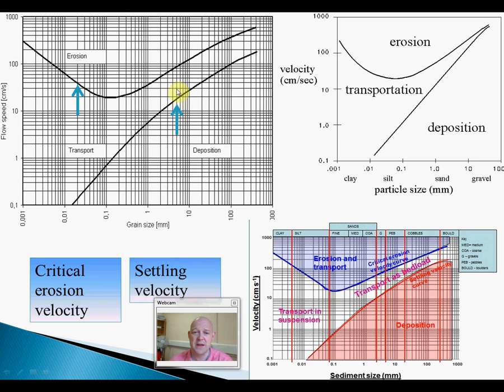Notice, of course, the critical erosion velocity for any grain is larger than the settling velocity. That makes sense. What it shows is that it takes more velocity, more energy, to entrain a particle than it does to keep it in suspension. And that's where you get your three zones, best shown over here on the right: your erosion, your transportation, and your depositional velocities.